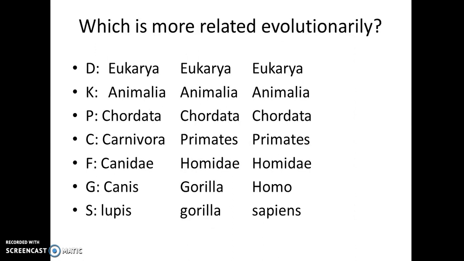So if you take a look at these three organisms, we go from domain all the way down to species, which organisms are more closely related evolutionarily? Take a look. And if you said gorilla and Homo sapiens, you'd be correct. This right here is a dog, Canis lupus familiaris, gorilla, or Homo sapiens. How do you know? Because they share the most categories.